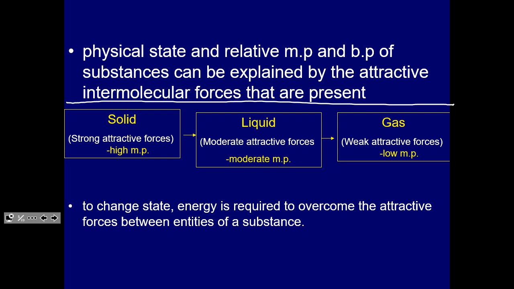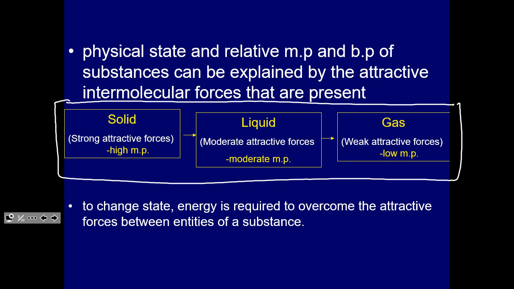And I don't think the bottom bullet is that useful either. It's true when we change state, that's what the energy is required for. But in this lesson, I'm more interested in what has a higher boiling point, what has a higher melting point. Can you use your knowledge of shape and polarity to make appropriate predictions?